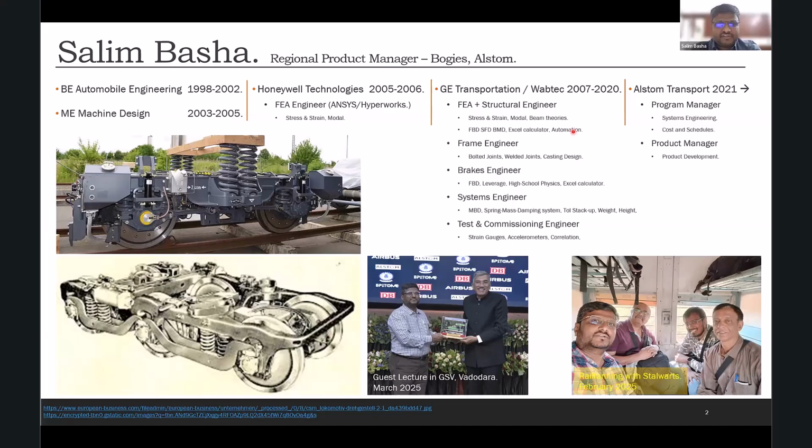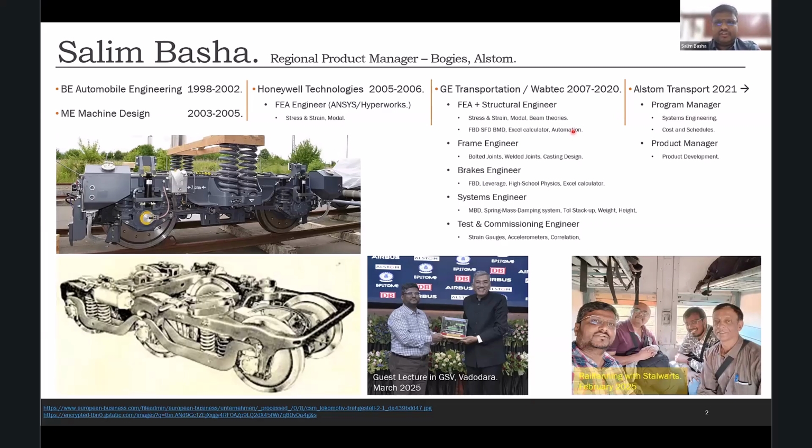And then I was also involved in testing and commissioning. I traveled across the globe to some good countries, even to TTCI in USA, wherein we have tested one locomotive on the dedicated test tracks. So I was part of the team which went there, putting some strain gauges, accelerometers, and doing some correlations with the simulation that we have done earlier in the program. So that is my life in GE Transportation until 2020.